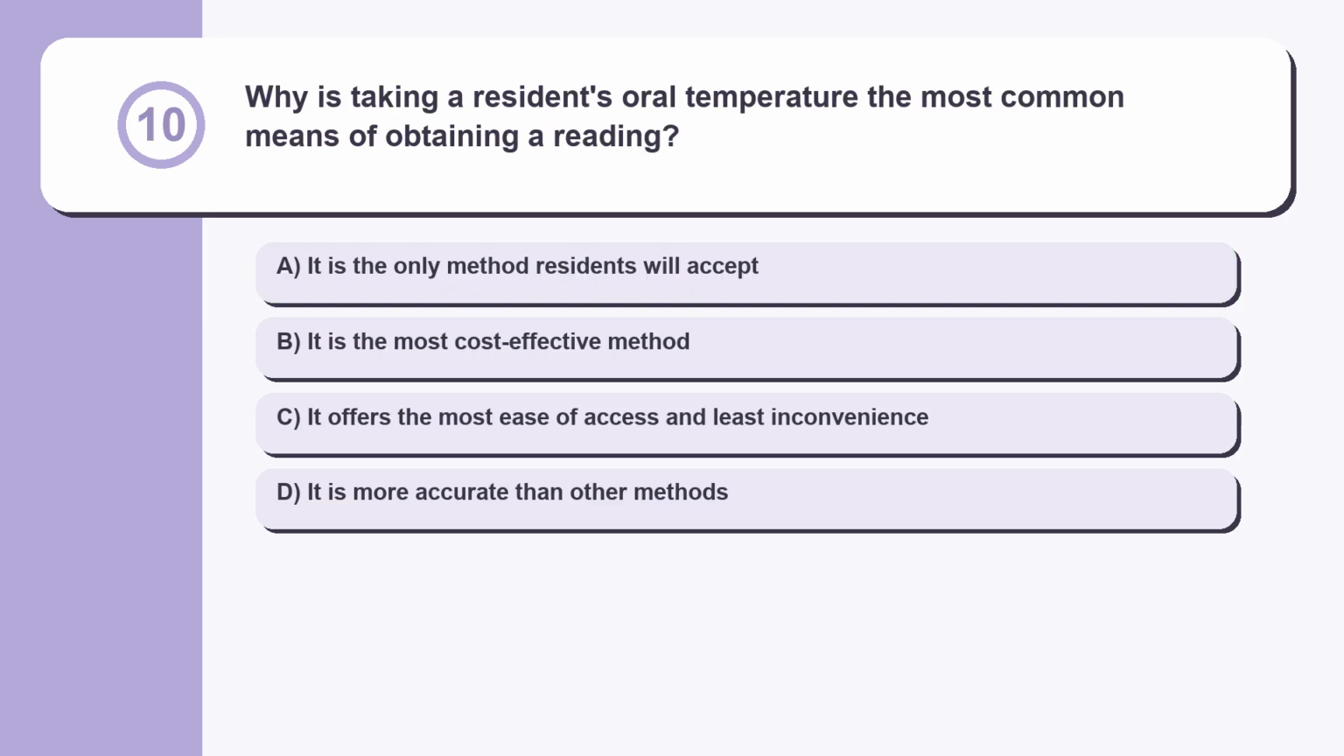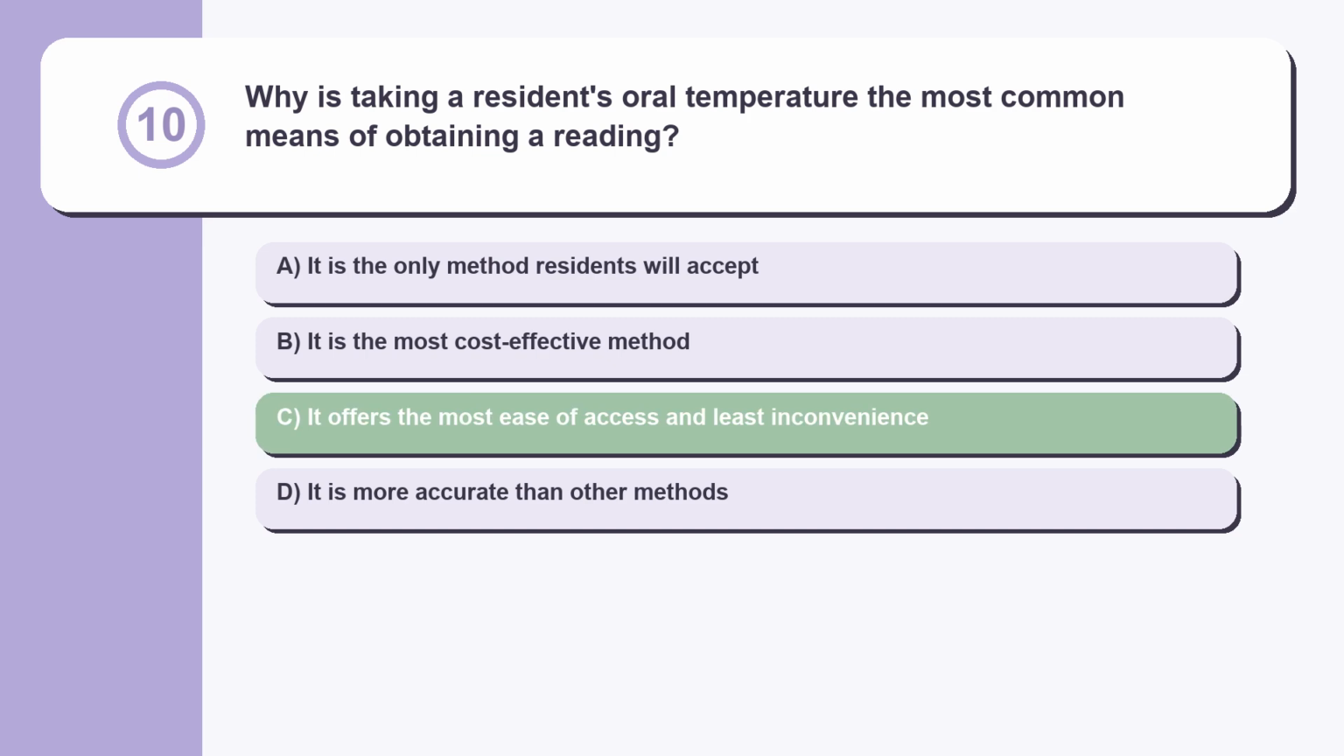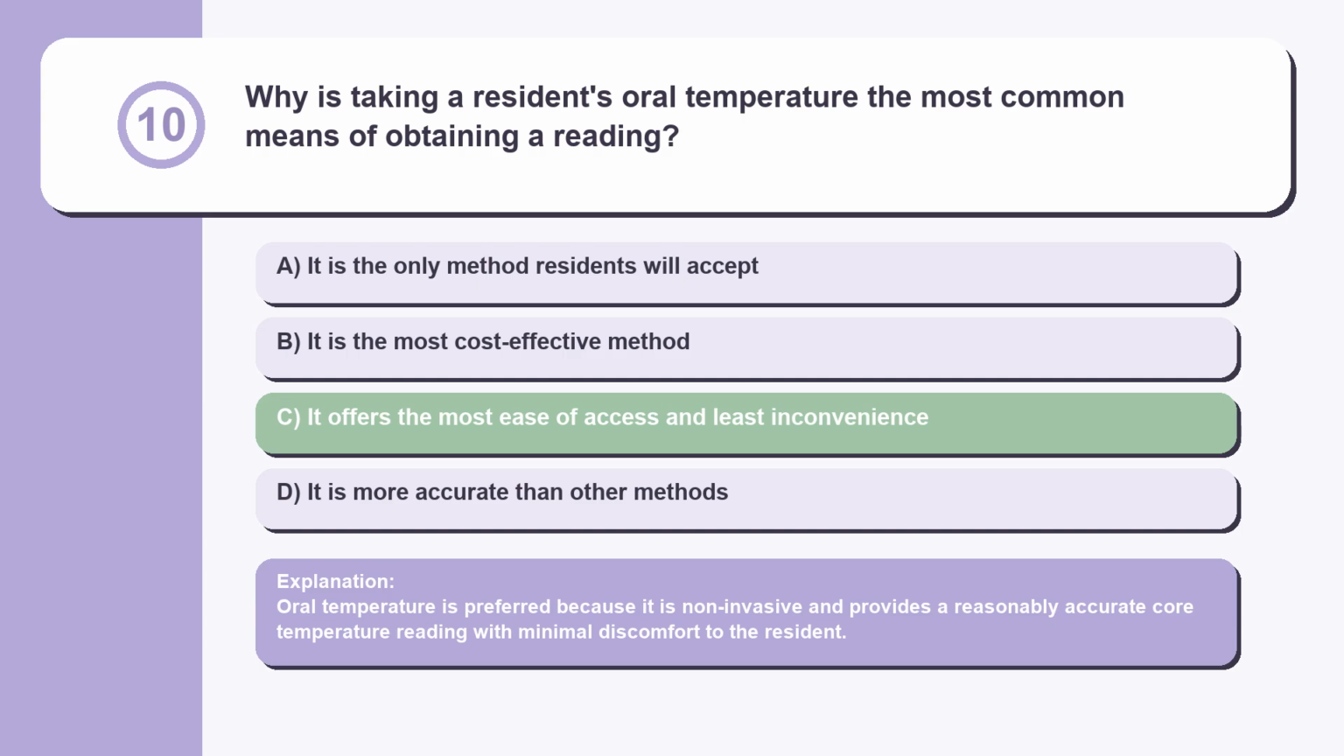Question 10. Why is taking a resident's oral temperature the most common means of obtaining a reading? It is the only method residents will accept. It is the most cost-effective method. It offers the most ease of access and least inconvenience. It is more accurate than other methods. Oral temperature is preferred because it is non-invasive and provides a reasonably accurate core temperature reading with minimal discomfort to the resident.